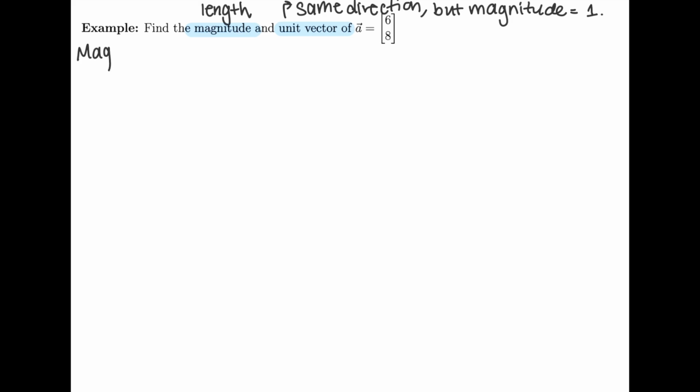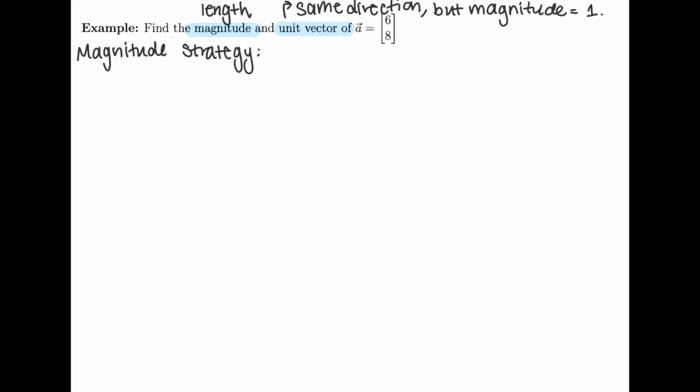So we need to find the magnitude and the unit vector of vector A, which is 6, 8. So again, to remind you guys, the magnitude is going to be the length of our vector, and a unit vector means that this is a brand new vector with the exact same direction as A, but the length of it is only 1. Only exactly 1. So it's exactly 1 unit long, but it faces in the same direction.